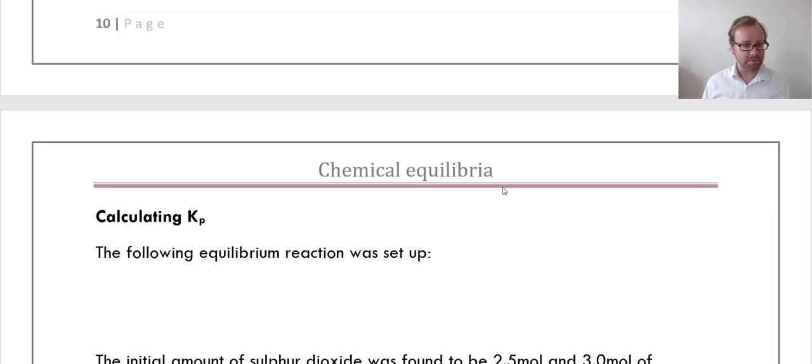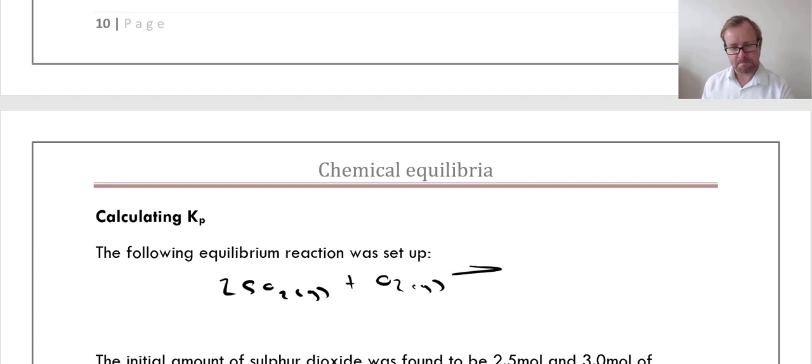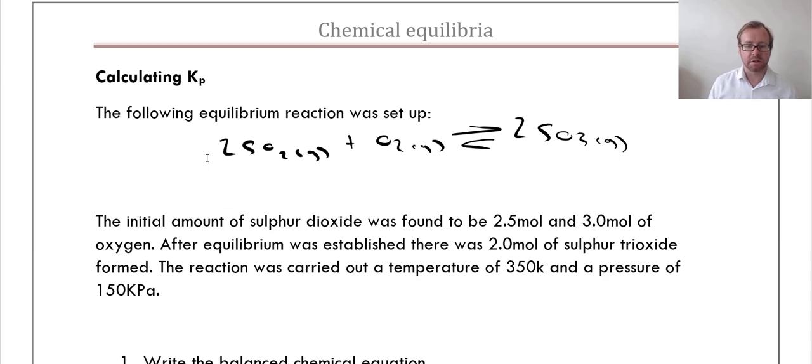Okay, so calculating Kp. So the following equilibrium reaction was set up. I'm using this quite a lot, so we'll stick with it. Okay, and the initial amount of sulfur dioxide was found to be 2.5 moles and 3 moles of oxygen. After equilibrium was established, there was 2 moles of sulfur trioxide formed. The reaction was carried out at a temperature of 350 K and a pressure of 150 kPa.